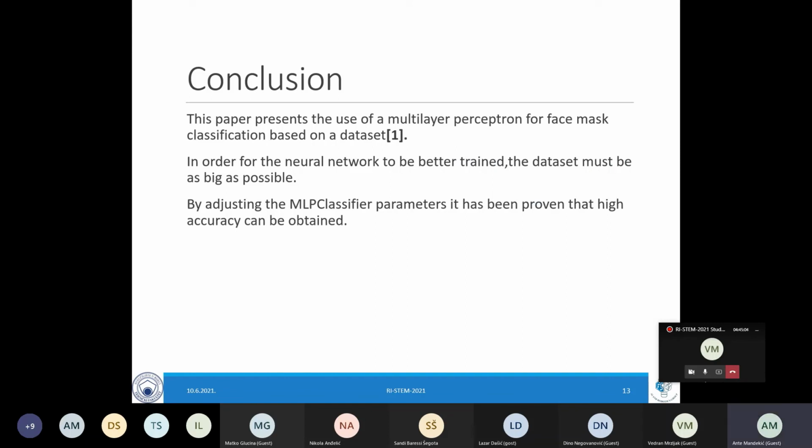This work presents the use of the MLP classifier for face mask classification. The results are good, not the best, but still usable with an 83.85% accuracy rate. It is believed that if we had an even bigger database, the network would be better trained and would provide better results.